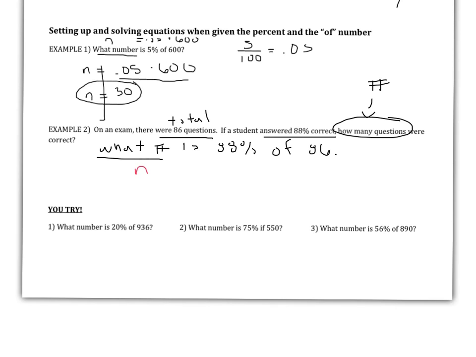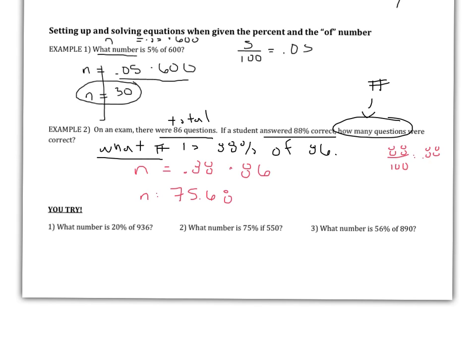What number, so n, is, meaning equal, 88%. I'm going to have to place that in the decimal, so 88 over 100. That's going to give me 0.88. So 0.88 of, meaning multiply, 86. Okay. So I'm going to go ahead and multiply that out. 0.88 times 86 gives me 75.68.